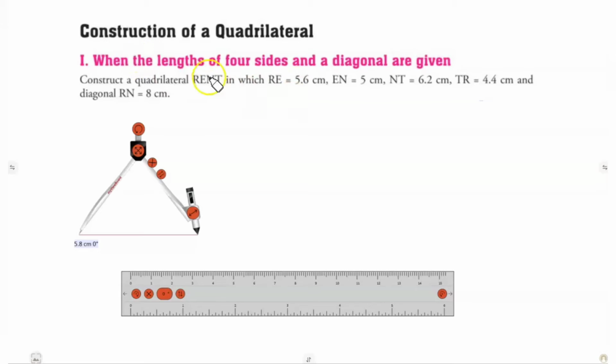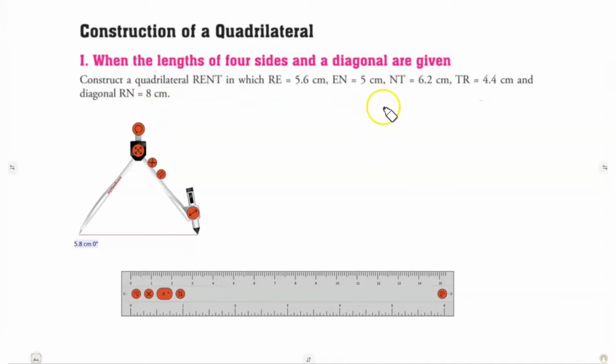Hello everyone. Today in this video let us learn how to construct quadrilaterals. In the first model, when the four lengths of sides and one diagonal are given, how to construct a quadrilateral. Let us see an example question for that. Construct a quadrilateral RENT in which RE is 5.6 centimeter, EN is 5 centimeter, NT is 6.2 centimeter, TR is 4.4 centimeter, and a diagonal RN of length 8 centimeters.